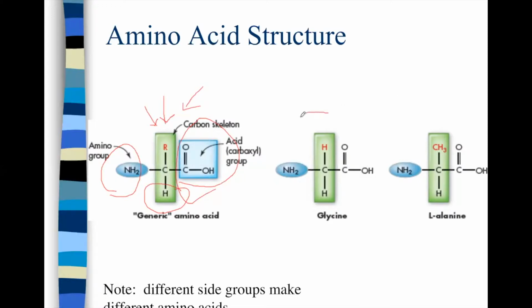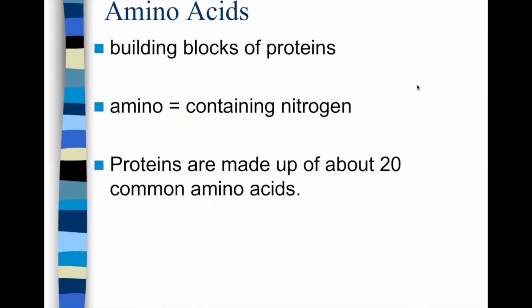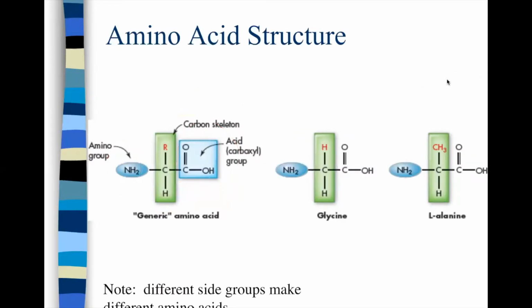And this R group can be anything. In the simplest amino acid, it's hydrogen. In a slightly more complex amino acid, it is this methyl group. So this R group here is what differentiates one amino acid from another. For example, glycine is an amino acid. L-alanine is a different amino acid because of its structure.